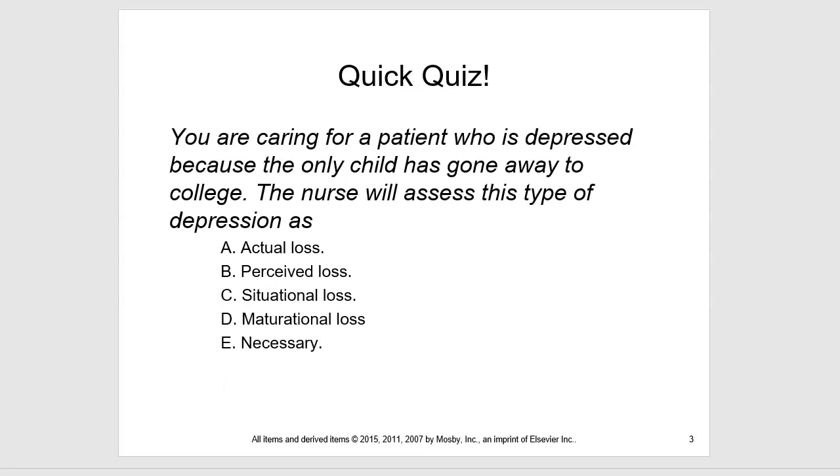So there are different types of losses. The first one we'll talk about is maturational loss, and that is just part of normal development, normal growth and development. And these types of losses generally can help people cope with change. So an example of maturational loss would be parents who send their kids off into the world and they feel a loss of their family.